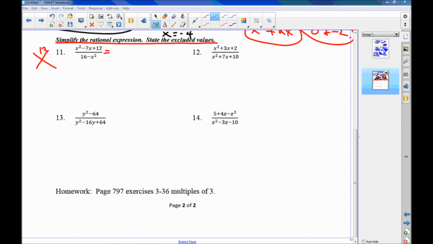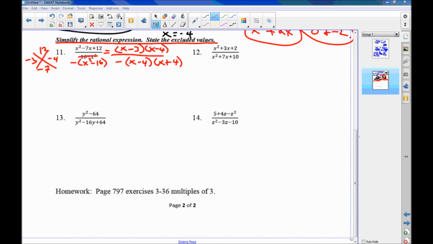So two things that multiply to 12 and add to negative 7. That would be negative 3 and negative 4. So we could simplify this into x minus 3, x minus 4. And then in the bottom, that's a difference of squares, but I really want the x squared to be first. So I'm going to change this into negative x squared minus 16. And then I'll factor that into negative x minus 4, x plus 4. Okay?